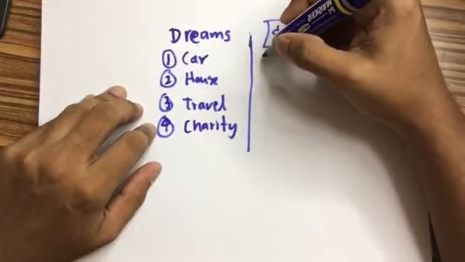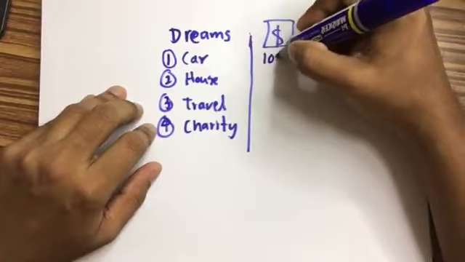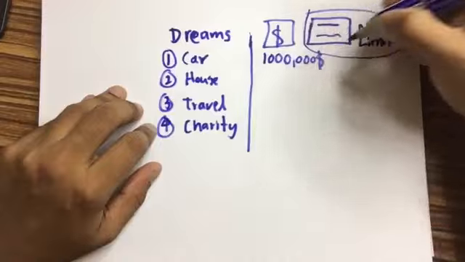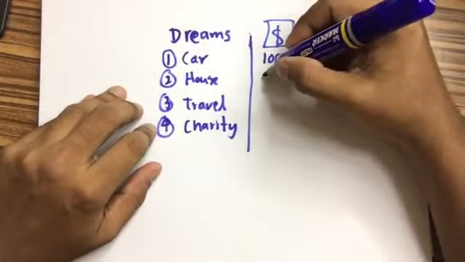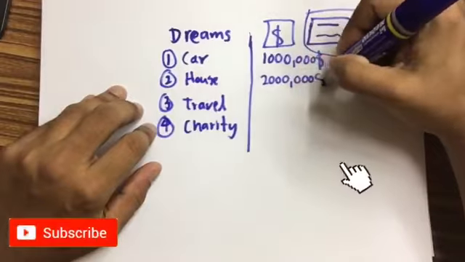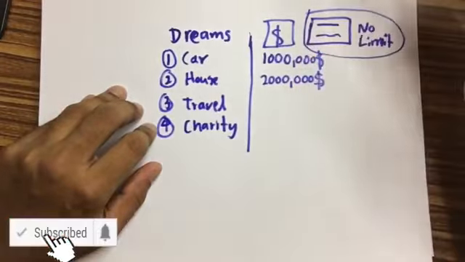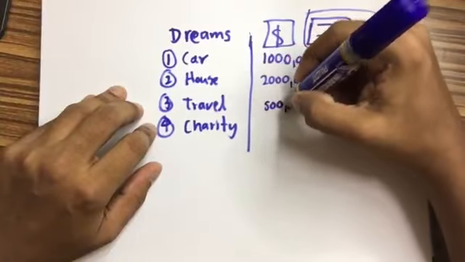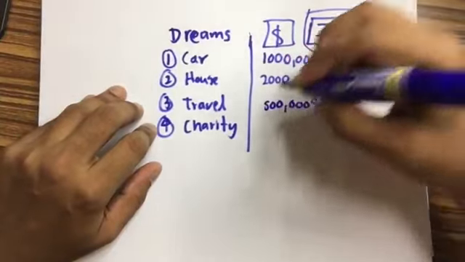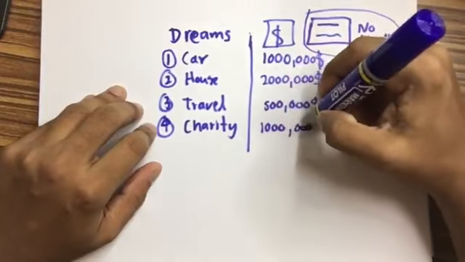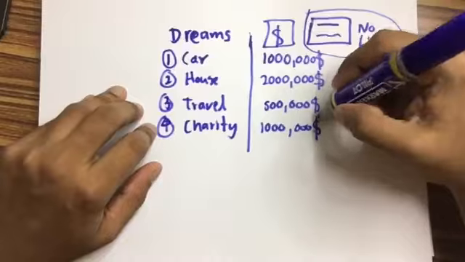And he will give big numbers, right? Some of them might say, okay, I want a car for around $1 million. And then a house, maybe $2 million, a house with a swimming pool and a very beautiful house. And then he wants to spend around $500,000 for travel, and maybe another $1 million for charity, right? These numbers you take from him.